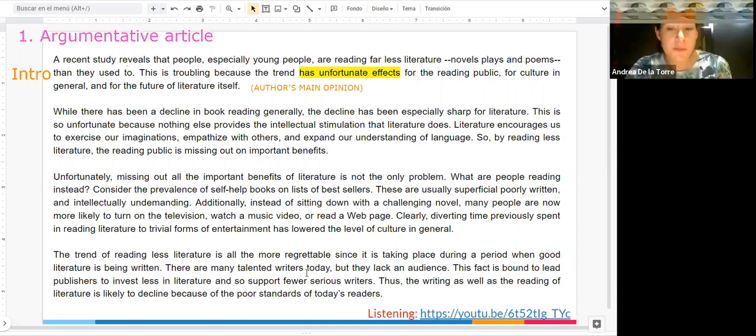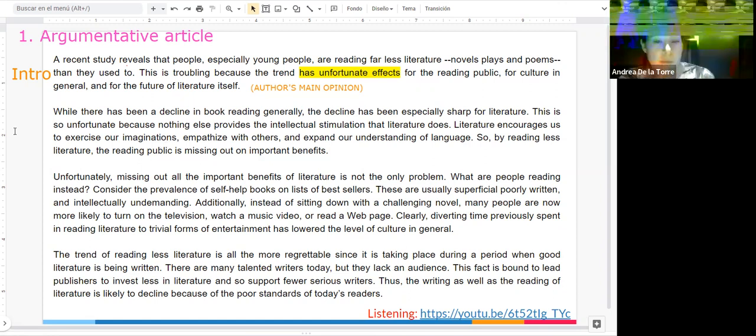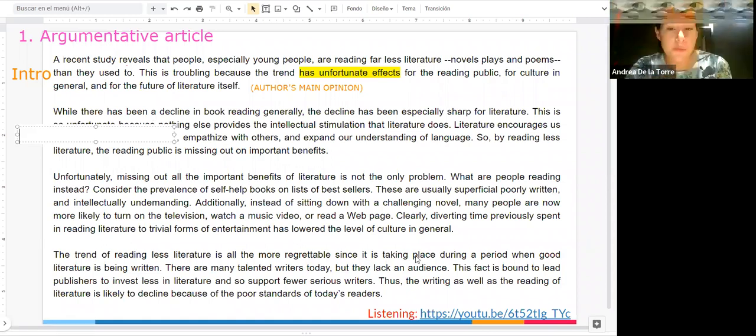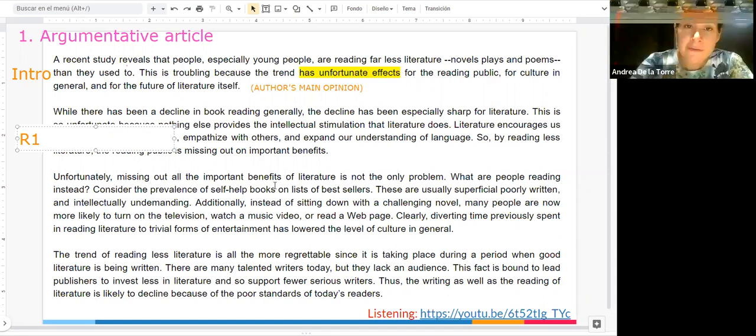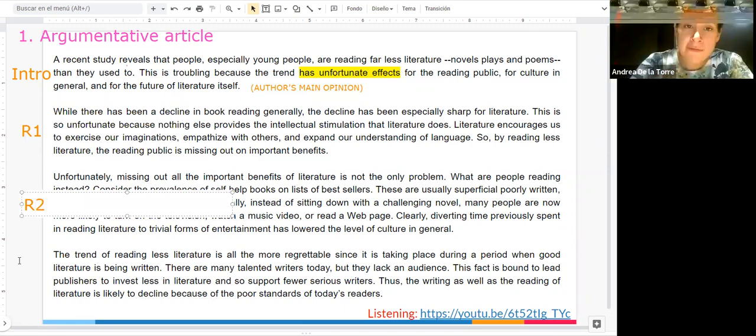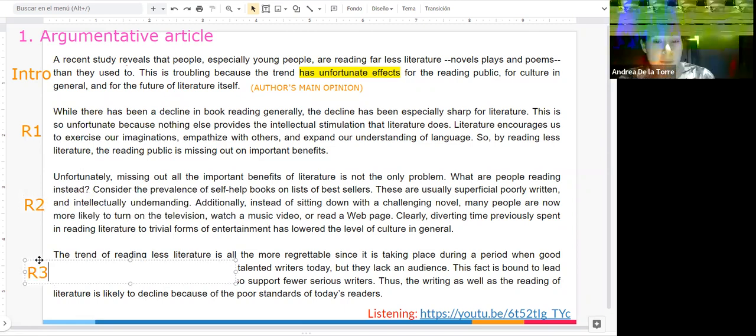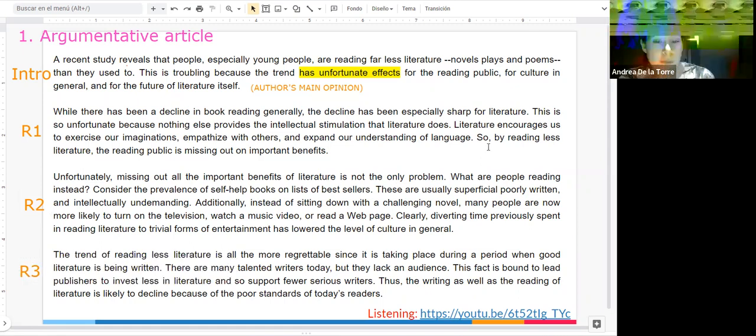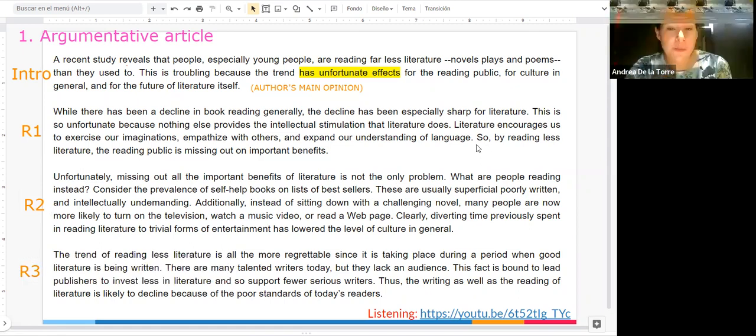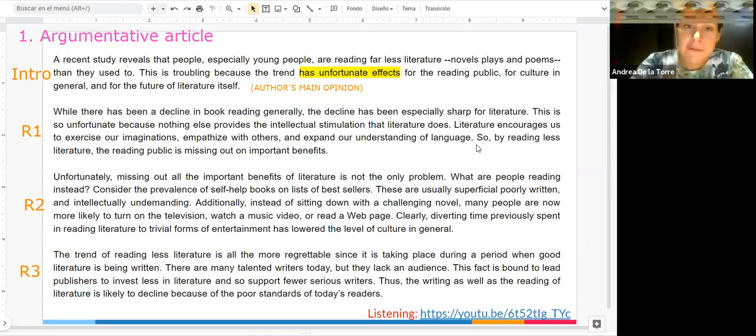Since you have an argumentative article and the author is presenting their opinion, then you will always have 3 reasons supporting the author's opinion, okay? So each reason will be in each paragraph. These are gonna be the body paragraphs, by the way. You have the introduction and the body of the essay or the article, sorry. So this will be reason number 1, this will be reason number 2, and this will be reason number 3. Now, in each paragraph, the author is trying to give you proof, to give you evidence or reasons supporting his opinion that this trend has unfortunate effects, okay?